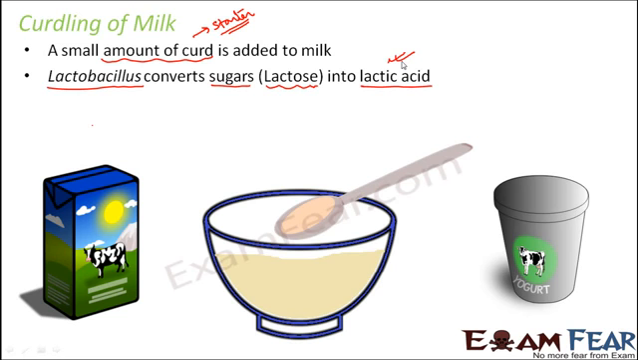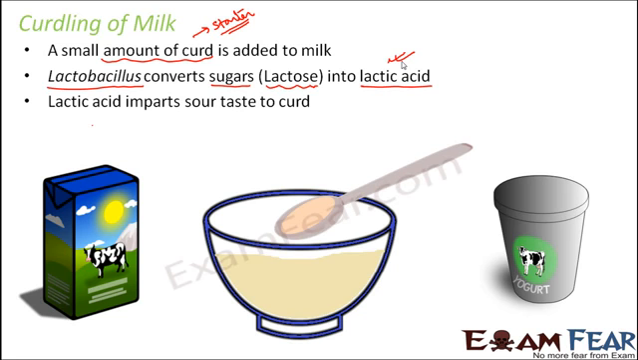Now this lactic acid, what does it do? It coagulates and partially digests the milk proteins. Now what is the protein which is present in milk? The milk protein is casein. Due to the formation of this lactic acid, there is a sour taste to curd. You would have observed that when you drink milk, it is kind of sweet, but when you eat curd, it is a little sour in taste. So this sour taste is due to the formation of lactic acid.